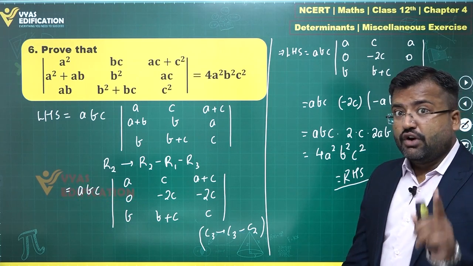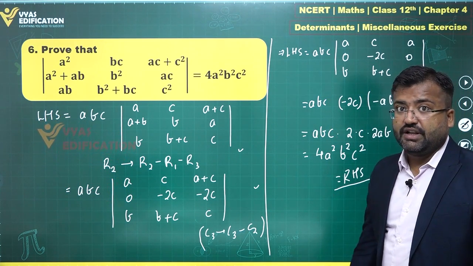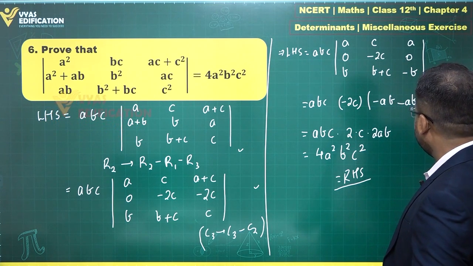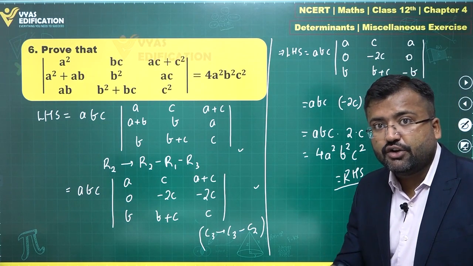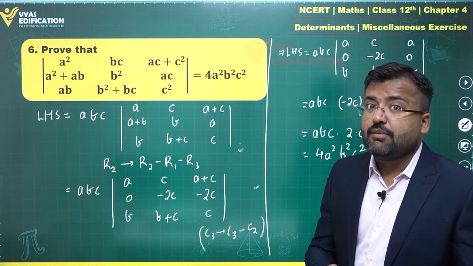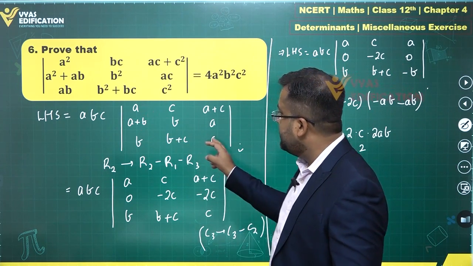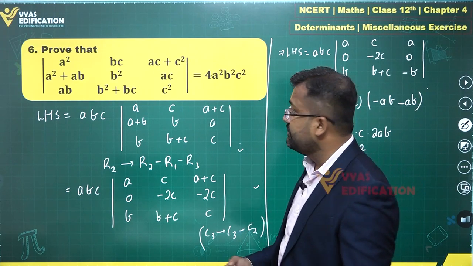We could, mind you, have expanded at this stage or at this stage as well, but by creating zeros, we have converted that expansion part into a very small expression. Expansion at this stage would give you many terms. One of the terms would be ABC in plus. There will be quite a few plus terms and quite a few minus terms.